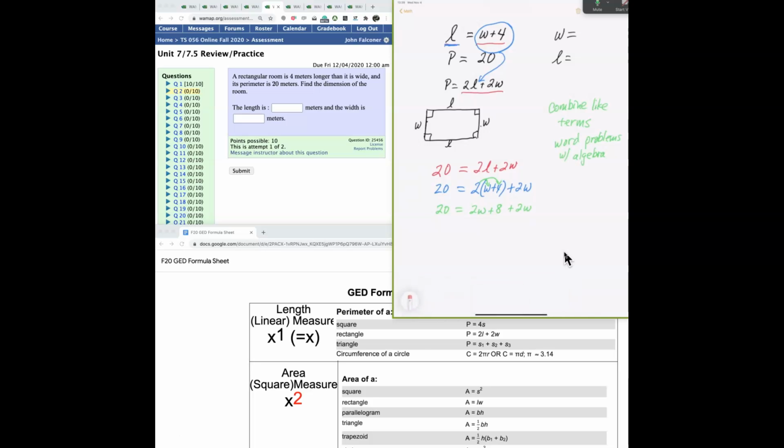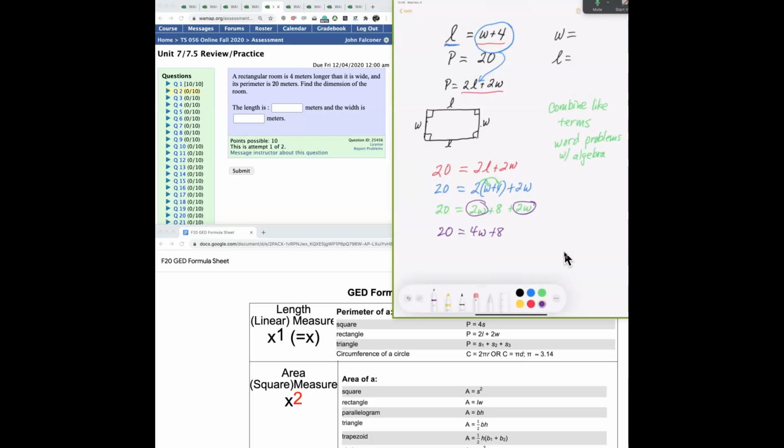Here we have a unit with a W here and a unit with a W here. So first we're going to combine positive 2W with positive 2W. And then we'll rewrite this. 20 is equal to, we have positive 4W plus 8. And now we want to isolate the W, okay?